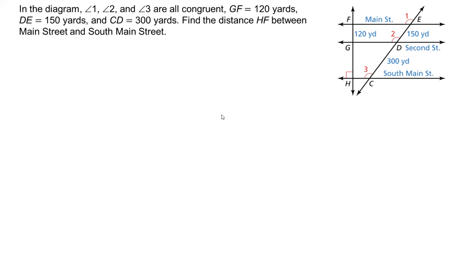So in this diagram that looks like a city street map, we have angles 1, 2, and 3 that are all congruent, which could mean that some of these lines are parallel.